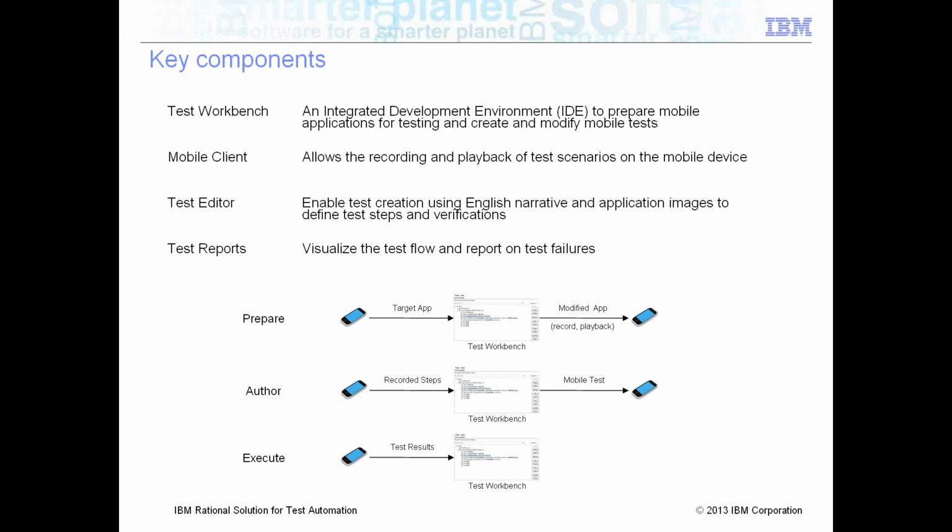Then you have another piece called the mobile client. The mobile client is a piece of code that is running on your mobile, and that is the agent that will help you in recording your test, execution of your test, as well as uploading the execution result back to the test workbench. So from here onwards, whenever I refer to test workbench, this is that workbench that is running on your desktop, and whenever I refer to mobile client, this is that agent that is running on that device.